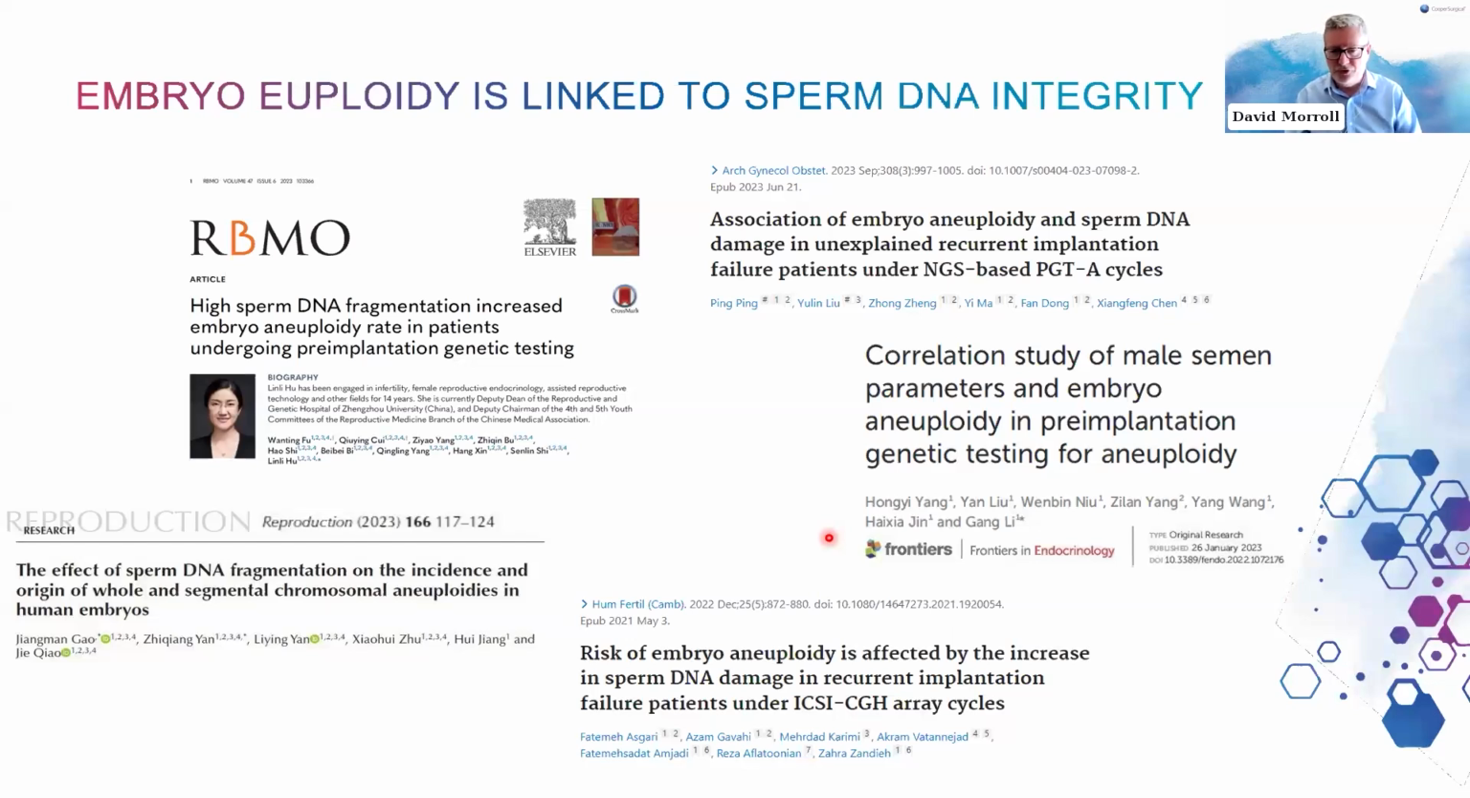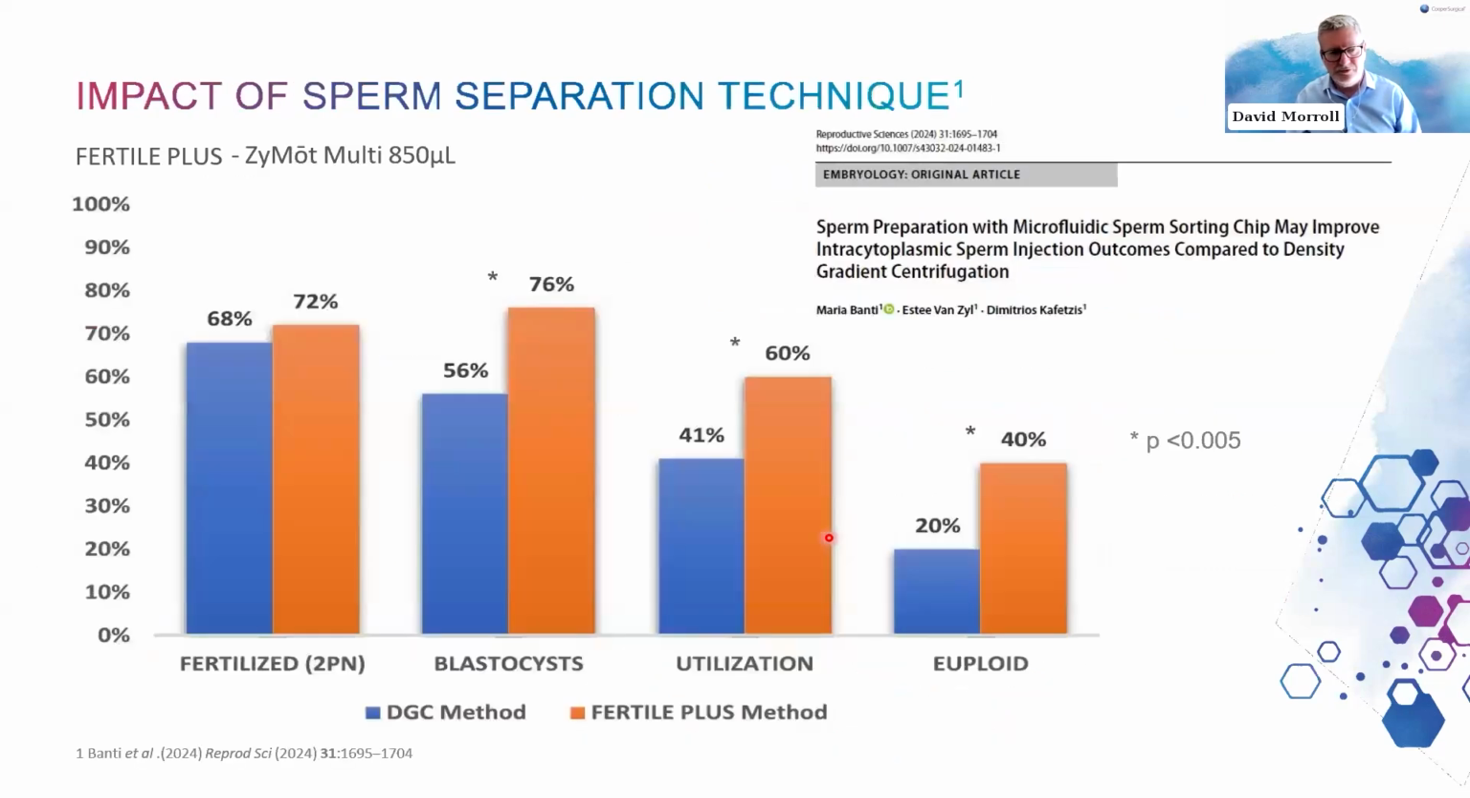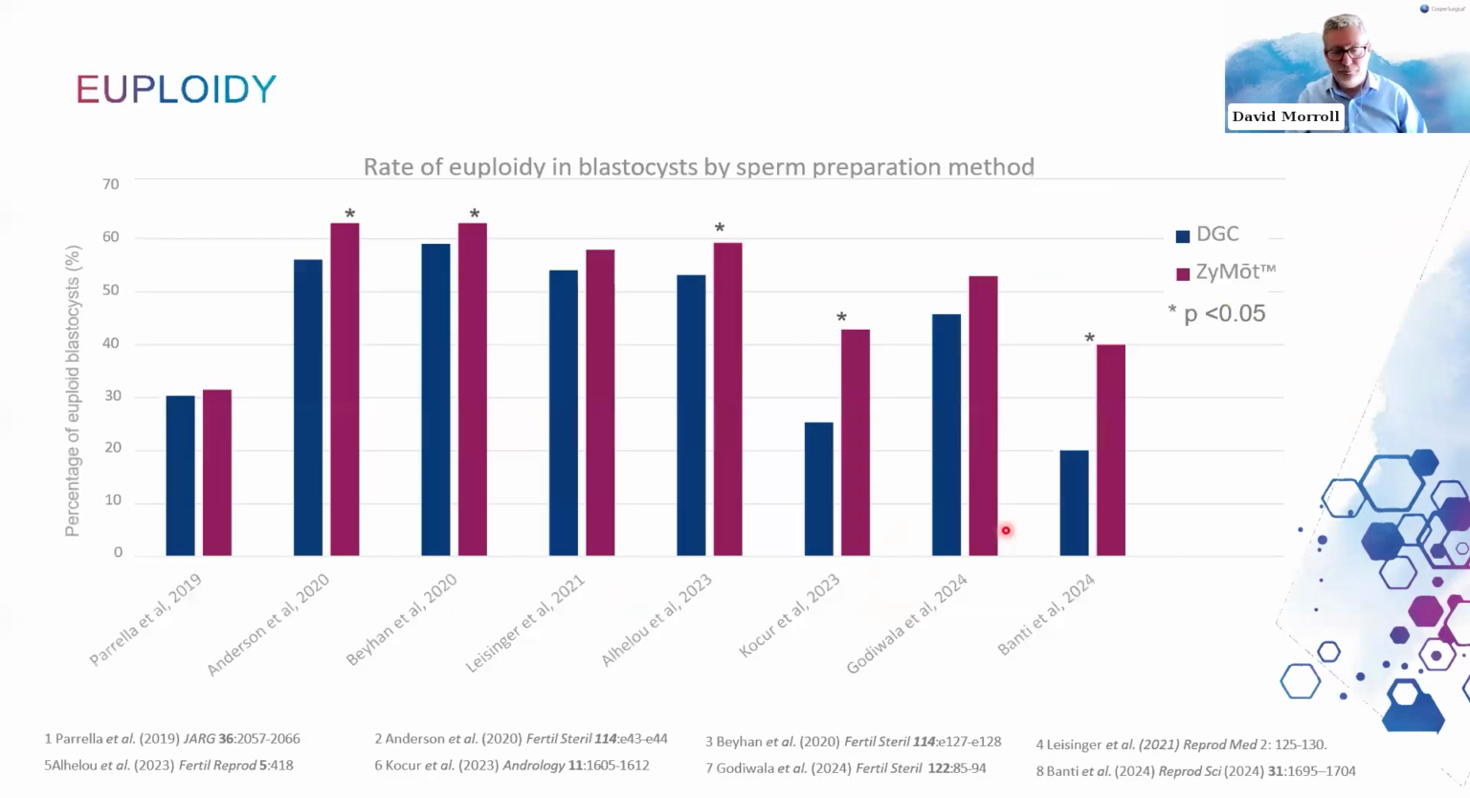Now, what we also know from the work we've done with the Zymot devices, and this is a nice paper from Maria Banti and colleagues last year, is that they couldn't show a difference in fertilization outcome, but blastocyst formation rate, utilization rates, and euploidy rates were better when they used what they called a microfluidic sperm sorting chip. It was the Fertile Plus, which is exactly the same as the Zymot Multi 850, and it showed improved outcomes.